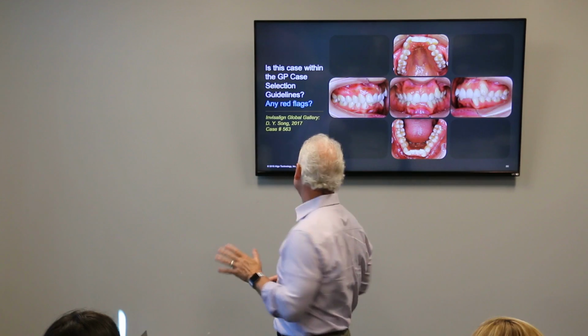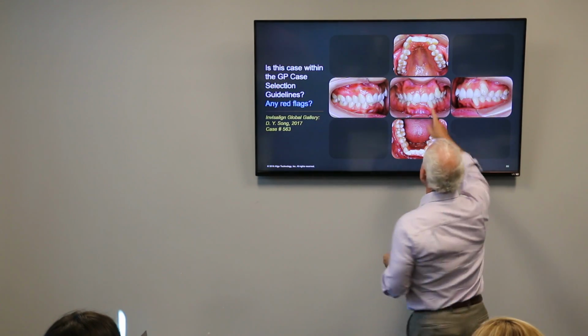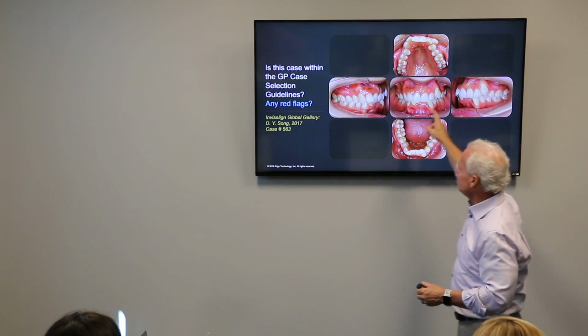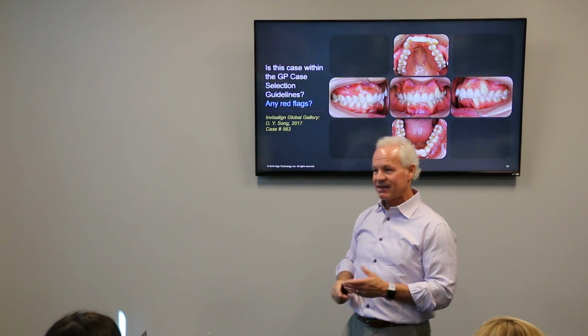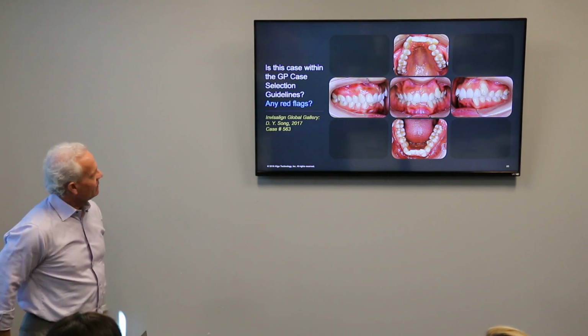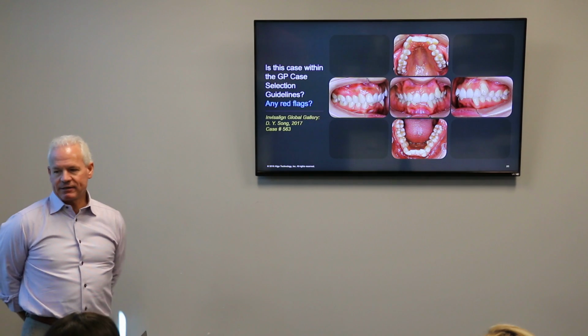So this patient is kind of, in a sense, a pseudo class 2 division 2. But if you look at the molar relationship, it's class 1, so it's not a class 2 div 2 case. I'd say severe crowding. Yeah, I'd say moderate to severe crowding.